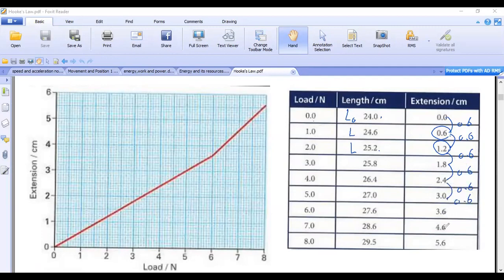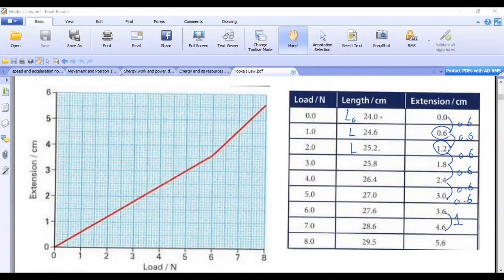But between 3.6 and 3.4, the difference here is 1. Okay, although the increase in the load is the same, each time the load is increased by 1, here the extension is not 0.6. What happened here? We said that there is a direct relation between the load and the extension.